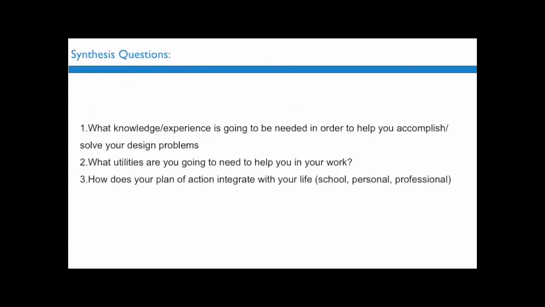The third question to think about is, how does your plan of action integrate with your life? I've mentioned this previously. This is very important. You need to take consideration of how your school life, your personal life, and your professional life will impact your ability to complete your responsibilities in this course. This will make your work more enjoyable and meaningful and help keep you organized throughout the next 12 weeks.